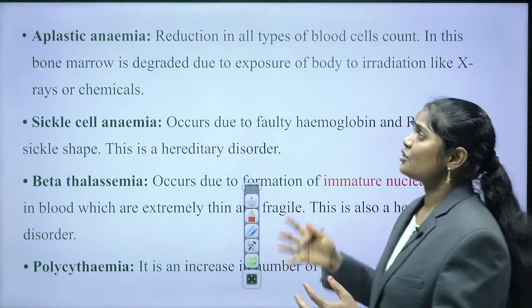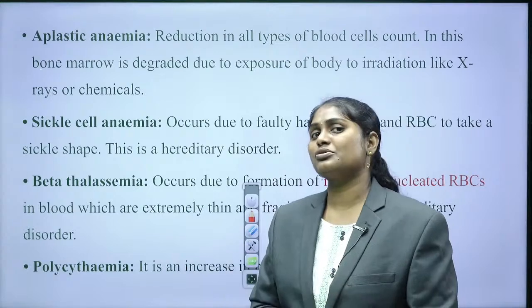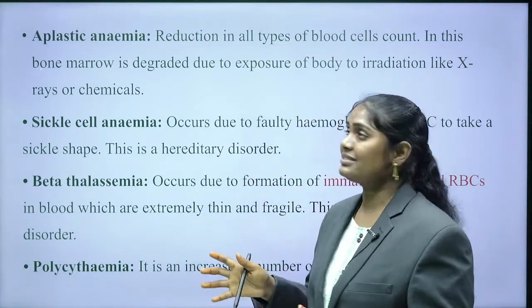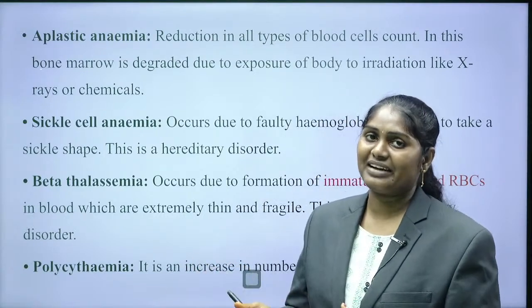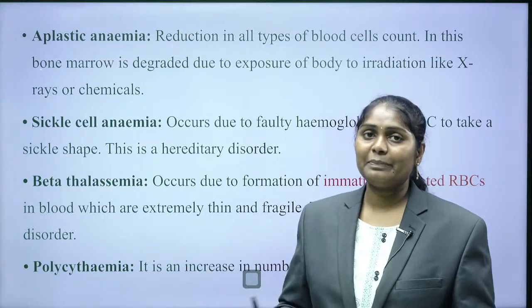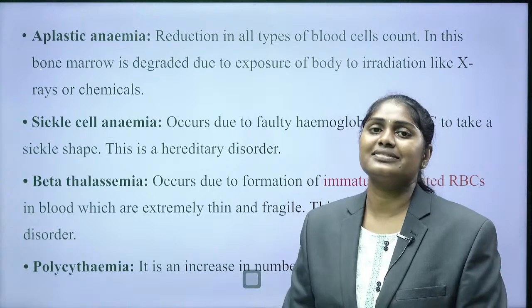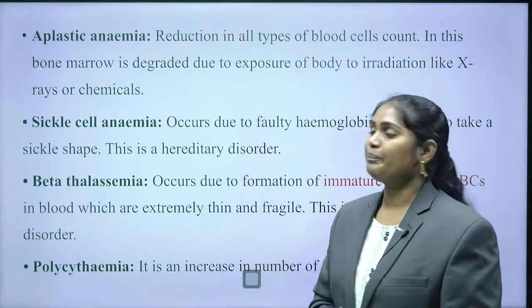Aplastic anemia: just now I told you aplastic means bone marrow damage, especially due to gamma radiations. That type of anemia is called aplastic anemia. Sickle cell means cell shape will be varied, especially S shape, C shape. Because of that you do not have proper or sufficient oxygen supply to your body parts. That condition is called sickle cell anemia.